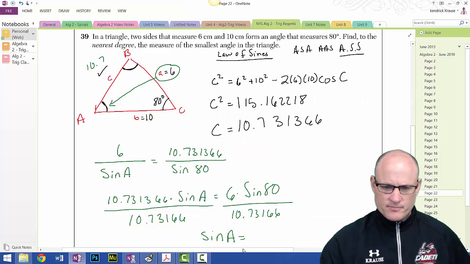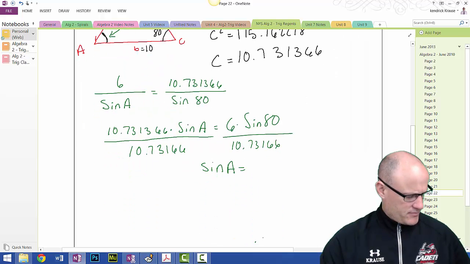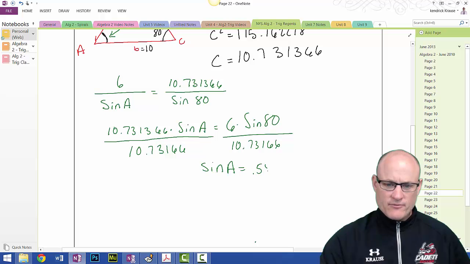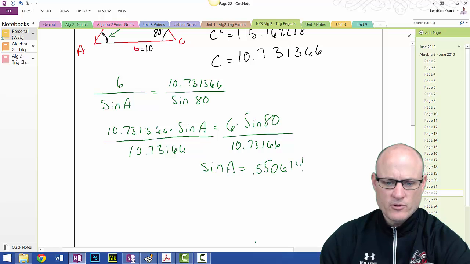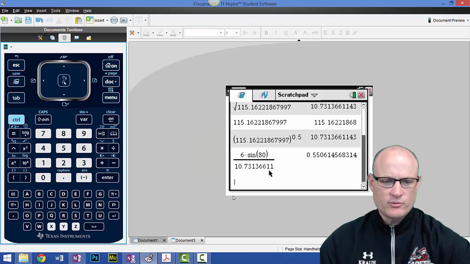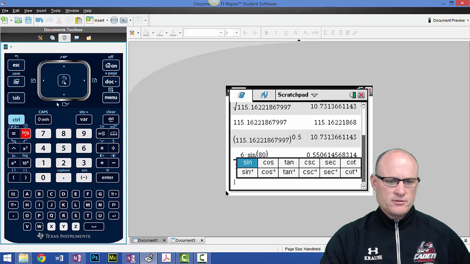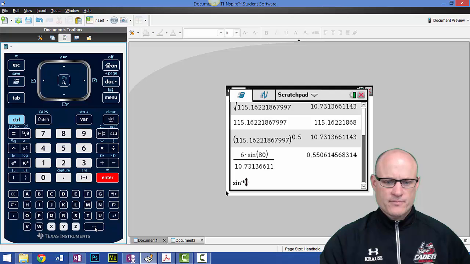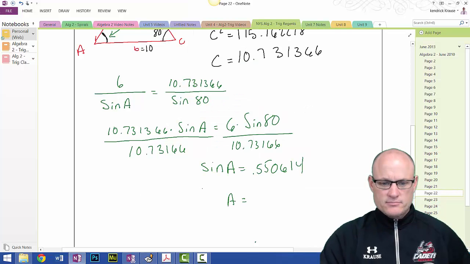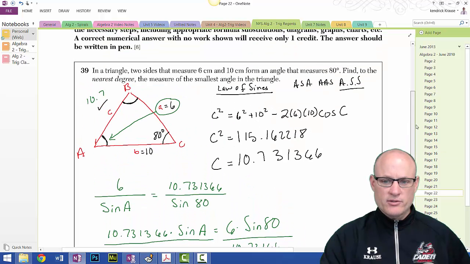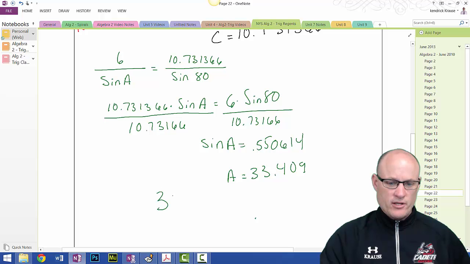So I get 0.5506 0614, and then I'm going to do the inverse sine of that, and I get A equals 33.409, and they want us to round to the nearest degree. So our final answer is 33 degrees.